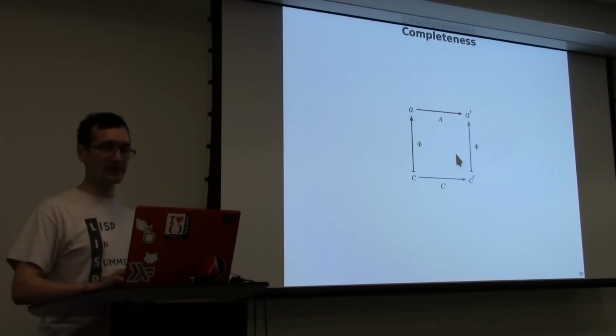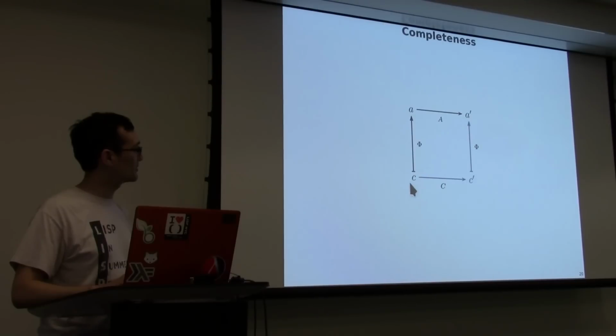Completeness. So completeness says if I'm starting from computations that I started to implement A, and I know how to go from A to A prime in the abstract system, then I want to be able to do the same thing in the concrete system.